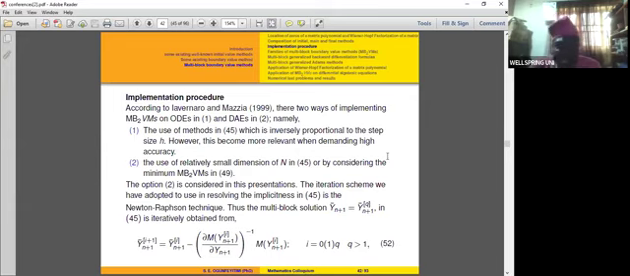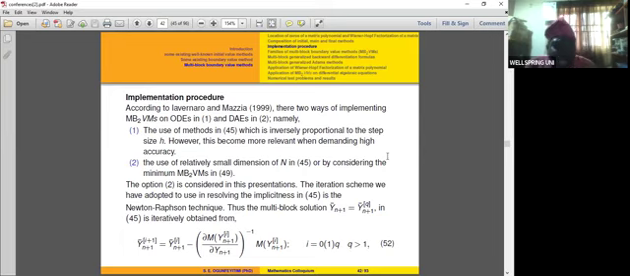According to Iavernaro and Mazzia, 1999, we have two ways of implementing the multi-block boundary value method on ODEs and DAEs. The first one is the use of the method in 45, with dimension inversely proportional to the step size. When I was talking about shifting, one of the advantages of the multi-block boundary value method is that you can shift your method to the exact point of the step size, whereby the iteration will only run once.